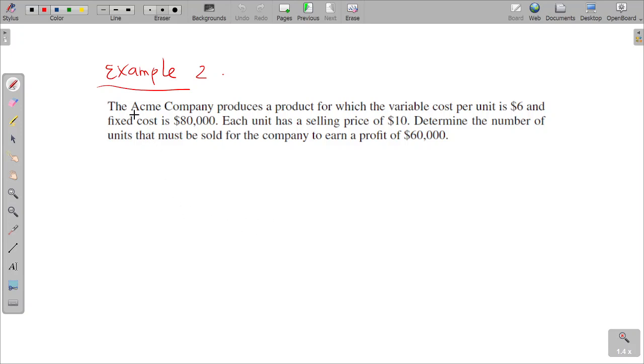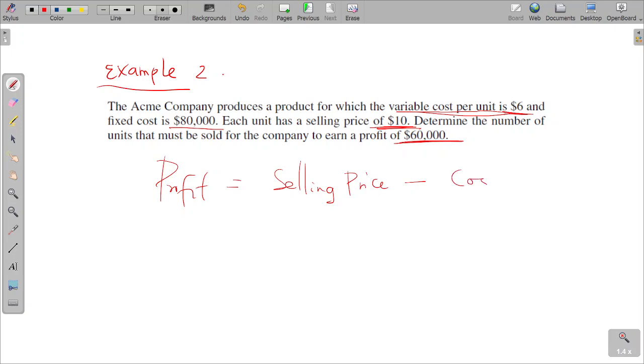Okay, this one says this company, ACME company, produces a product for which the variable cost per unit is this, and the fixed cost is this. Each unit has a selling price of 10. Determine the number of units that must be sold for the company to earn a profit of this. Okay, the formula for profit is what? Selling price minus the cost price.